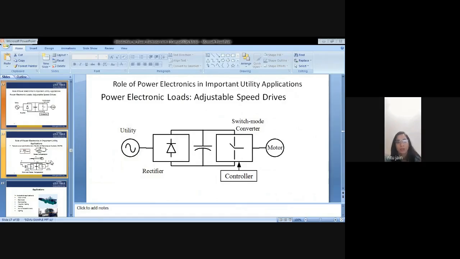Then you can see one capacitor is connected in parallel with the rectifier. So what is the use of this capacitor? It is used to keep the voltage constant, with no fluctuation.